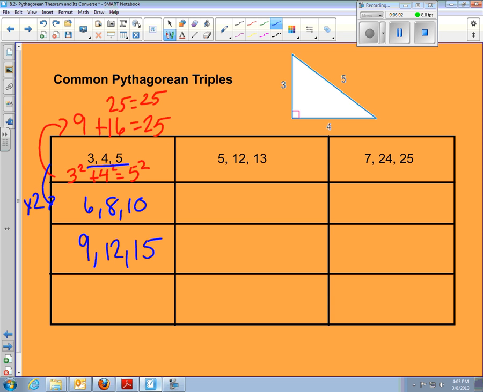So what we did here was we took our original numbers and we times them by 3. So what we're saying is we could take our Pythagorean triple, and as long as we times all 3 of them by the same number, it's going to be a nice common Pythagorean triple.